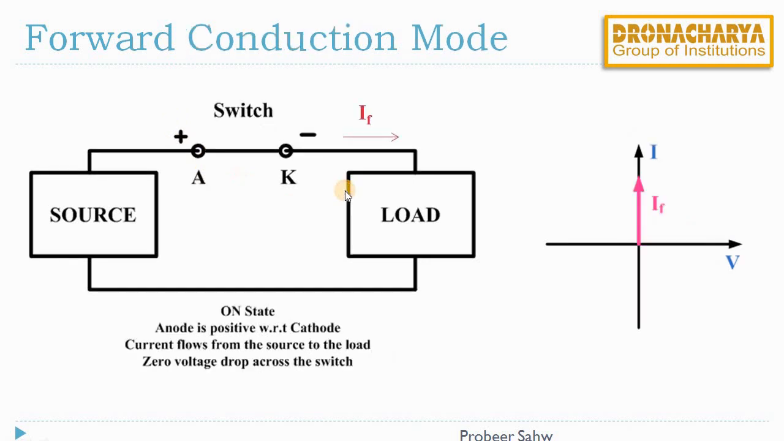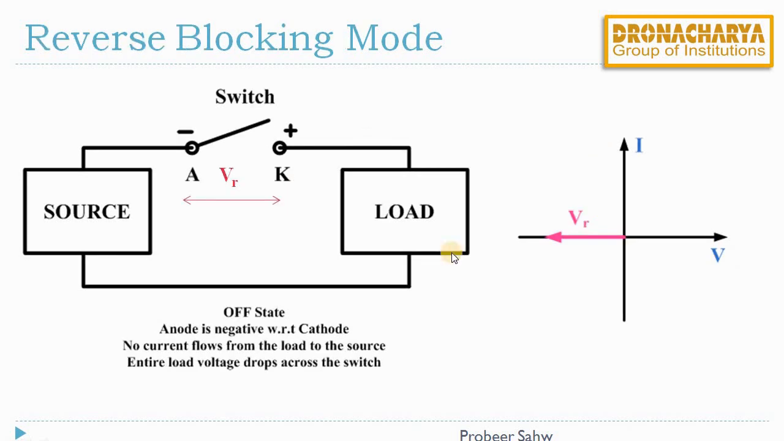Next mode is forward conduction mode. In this mode, anode is at higher potential than the cathode and the switch is closed. Due to this, load draws certain current from the source and there will be no voltage drop across this switch. We can see the VI characteristics. There is only forward current, there is no voltage in the forward or reverse direction and no current in the reverse direction. The next mode is reverse blocking mode.